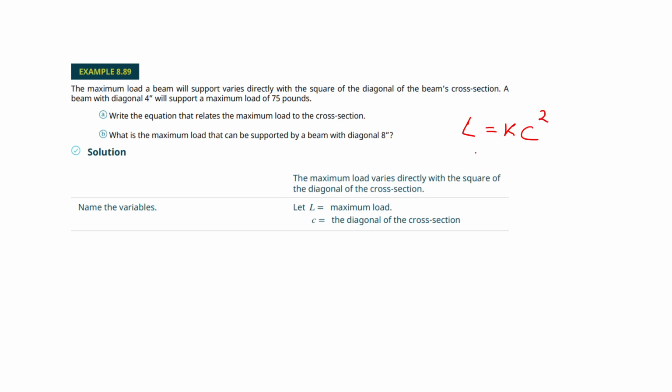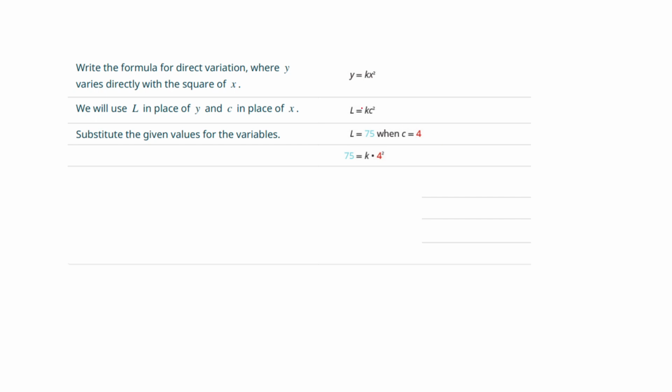So it's C squared. It's not saying L and C are in this direct relationship. It's saying L and C squared are in this direct relationship. So just a little twist here. But other than that, we are going to work it just like we did before. So here's our direct relationship, L and C squared. Plug in a value for L, plug in a value for C.